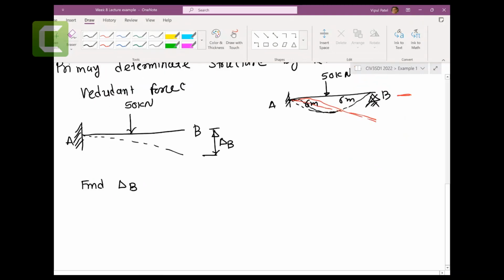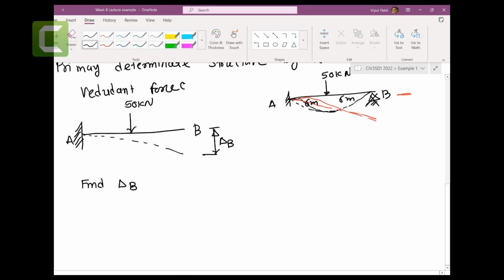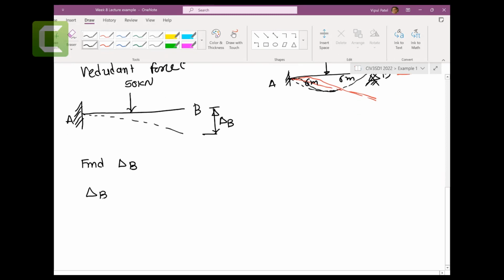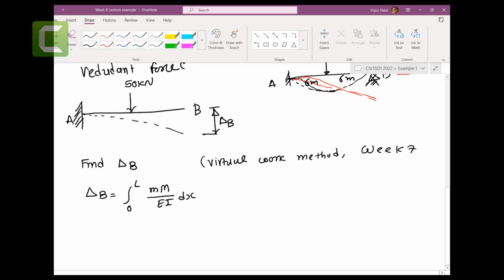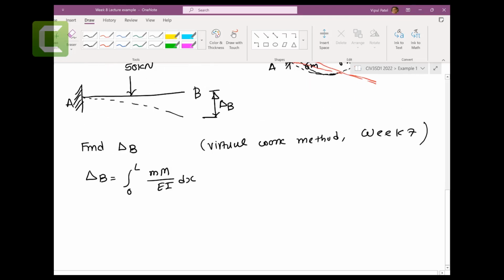Forget about everything else. Our problem is this one now. To find the displacement using the virtual work method, there is a simple formula: integral from 0 to L of small m, capital M, over EI dx. I think you remember these virtual work methods from week number 7. So let's use the virtual work method. This is the real structure, and this is the virtual structure. Let's do the real structure first.